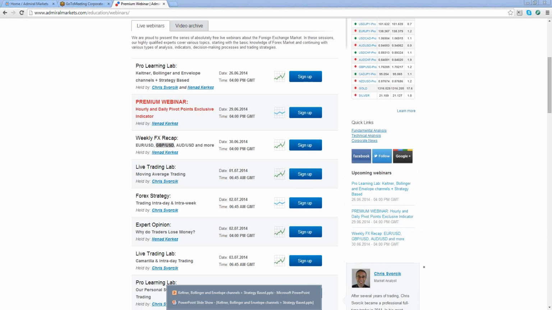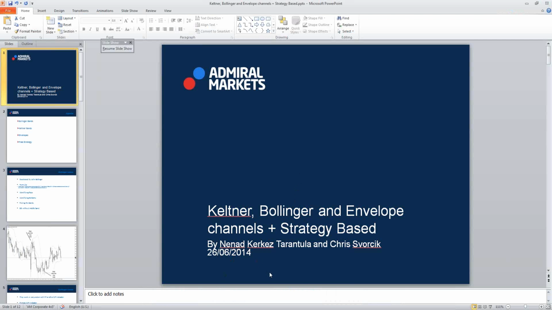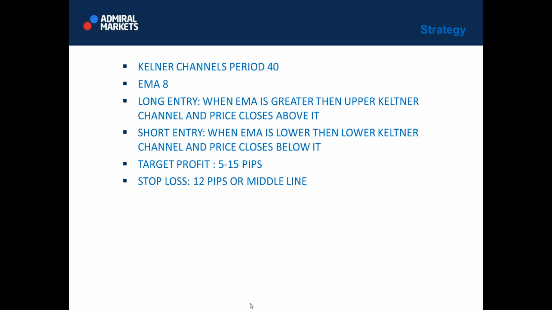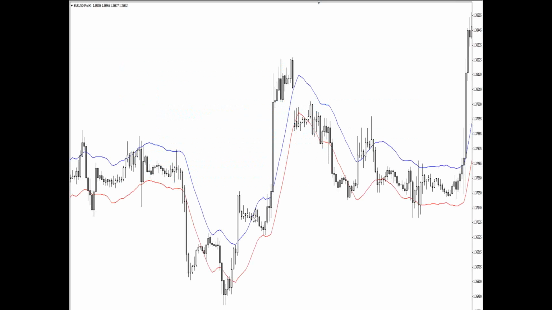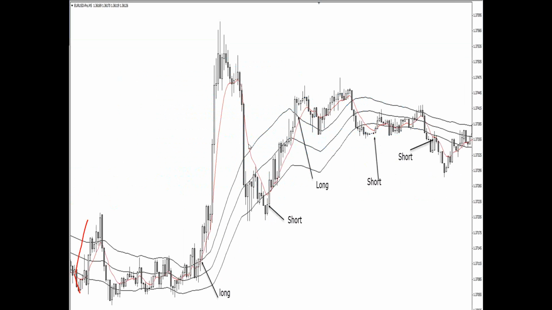So guys, everything is clear. We can call it a day. So use this strategy, try to find and try to understand how Keltner is reacting to the price. And next time we will talk a little bit more about Keltner Channels.